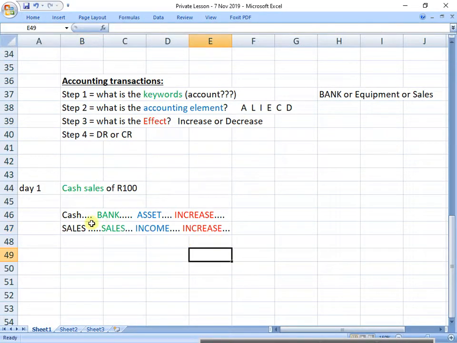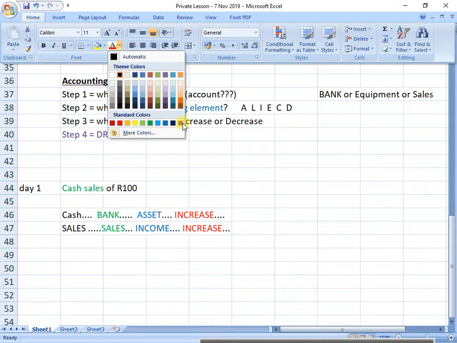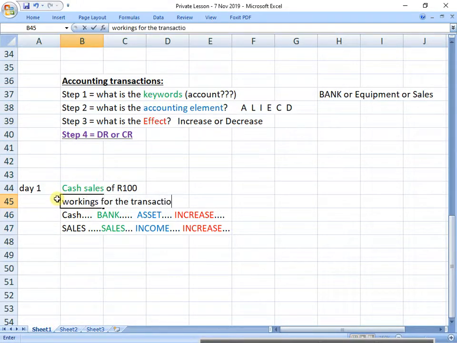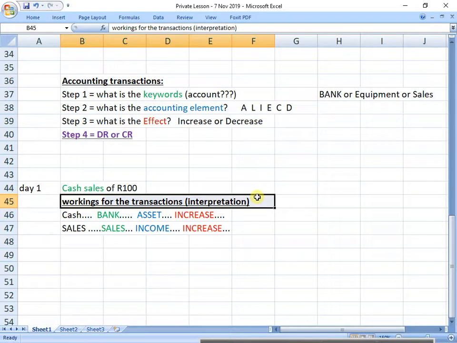Then we just need to look at the last step, debit or credit. That's the easiest step. Why? Because this step uses the rules. So there's the workings for the transaction, the interpretation. If you know what is happening, then you can do whatever you want with this. You can do an accounting equation, an income statement, a balance sheet, a statement of financial position, that's the new name for it. You can do journals, ledger, whatever, it doesn't matter. You have to know how to interpret the transactions correctly.